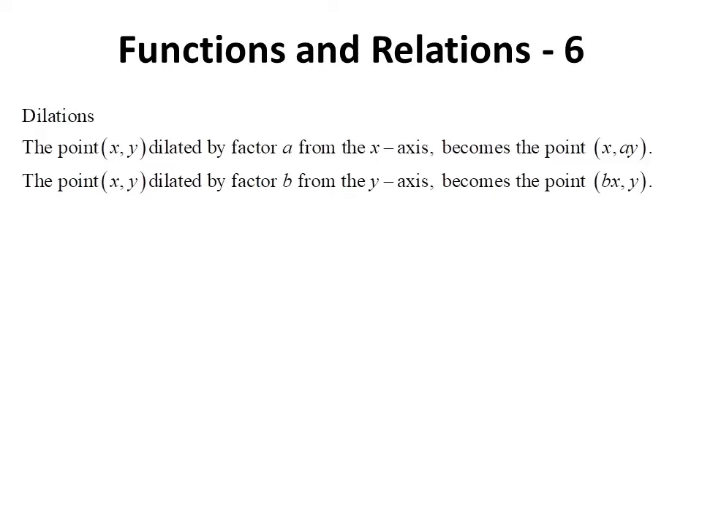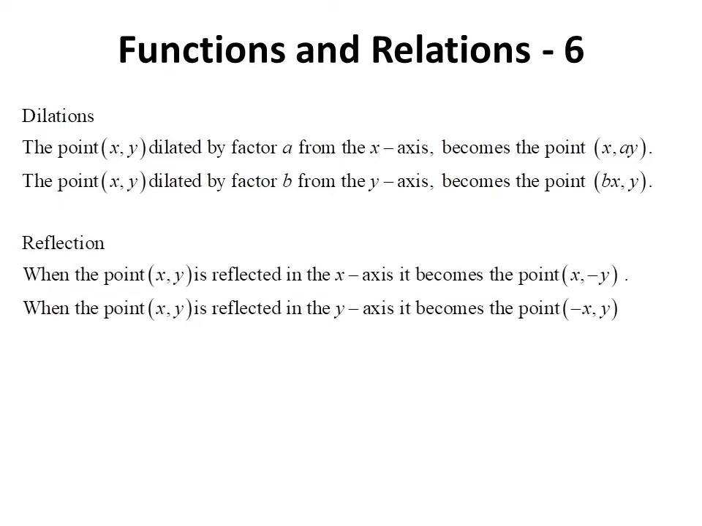As for dilation, the point (x, y), dilated by factor a parallel to the y-axis or from the x-axis, has coordinates that become (x, ay). The point (x, y), when dilated by factor b parallel to the x-axis or from the y-axis, has coordinates that become (bx, y).